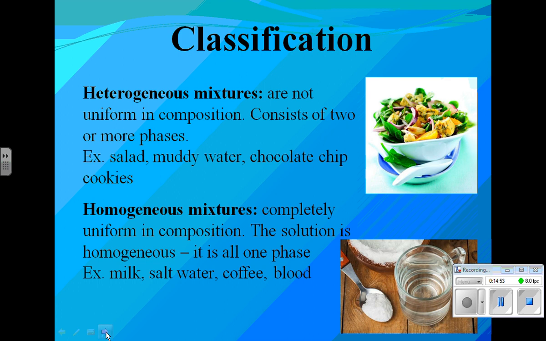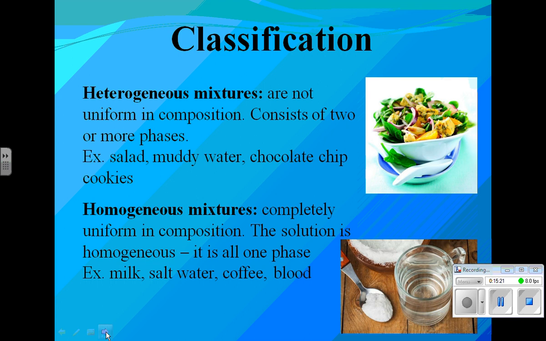So it looks the same throughout. It's typically called a solution. It is all in one phase, meaning you can't really tell the difference. When you look at your milk, you buy homogenized milk, and that's because the milk fats and the water and just the liquid milk is all mixed together, and you can't tell the differences between them. And so that's why it looks the same throughout. Salt water, everything looks the same.